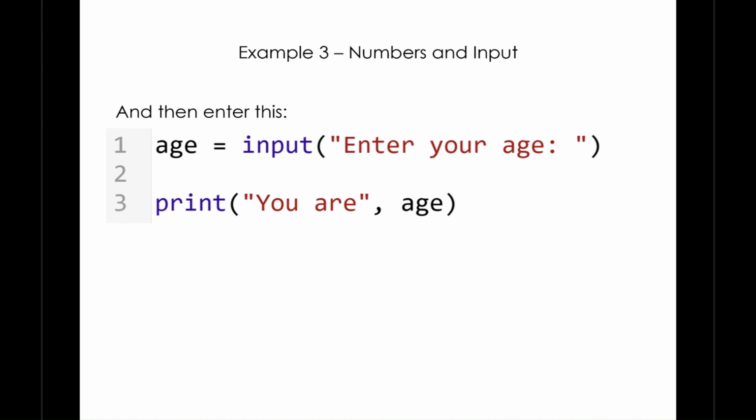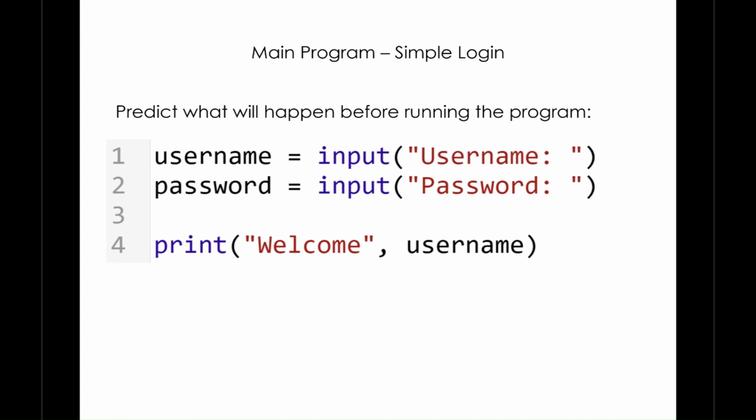Okay, let's have a look at the main program. Predict what will happen before running this program. We've got line number 1, username equals input, enter a username. Line 2, password equals input, enter a password. And line number 4, print, welcome, and then username. Let's code. And this is the main program, a simple login screen.